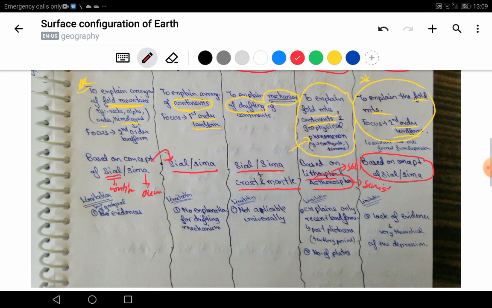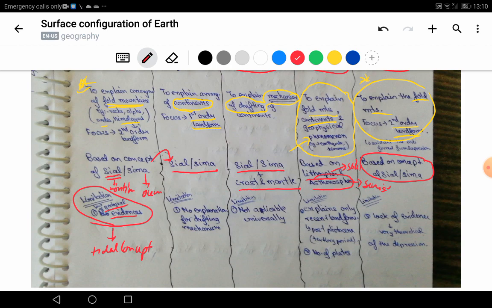Okay. So what were the basic limitations of these theories? The basic limitation of the first one, given by Taylor, was that there was no geological evidence proving how these fold mountains were created, how everything was created. He gave the concept of tidal waves, but it also didn't pan out. So that was the lack of geological evidence.